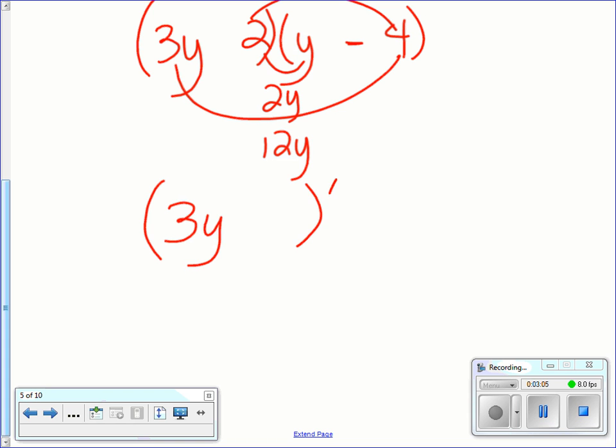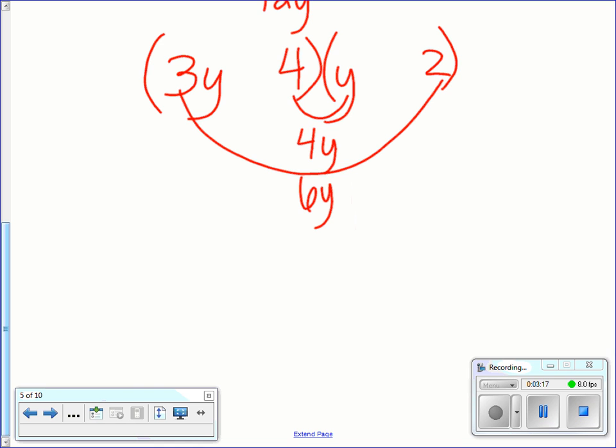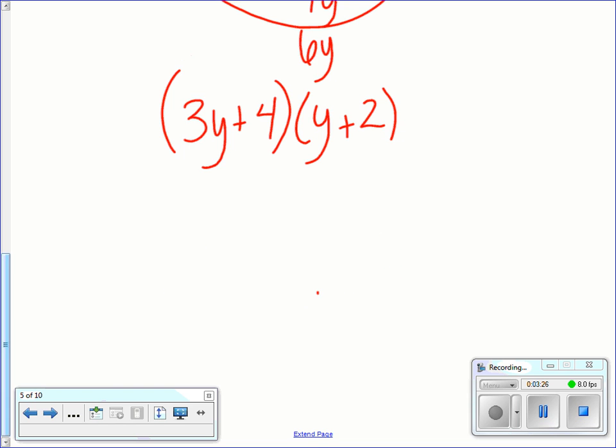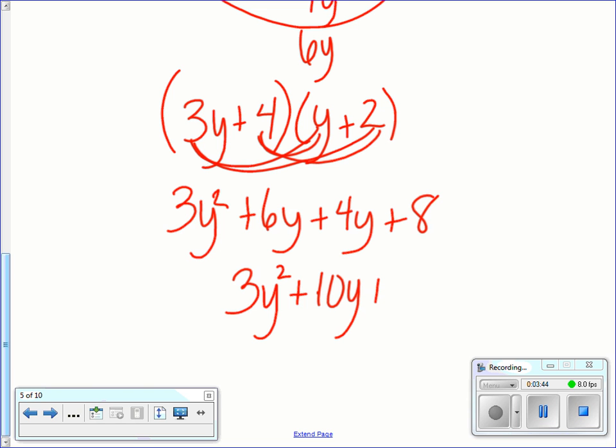3y and y. Let's switch them. Let's put 4 here and 2 here. So this together is 4y when I multiply it, and this is 6y, so yes, that equals 10y. So I have 3y plus 4 times y plus 2, and now I'll distribute to check it. 3y times y is 3y squared. 3y times 2 is 6y. y times 4 is 4y. And 2 times 4 is 8. Combine like terms, 3y squared plus 10y plus 8. So yes, this is my answer.